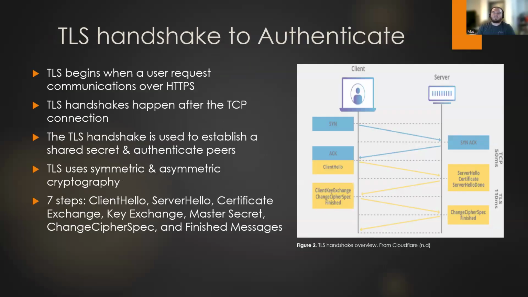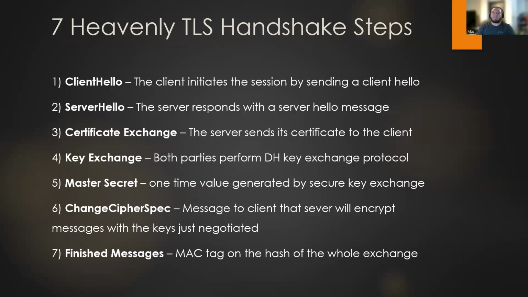HTTPS connections use TLS. After the TCP handshake has been established, the TLS handshake begins. The TLS handshake uses symmetric and asymmetric cryptography to authenticate peers in the communication. The TLS handshake consists of 7 steps.